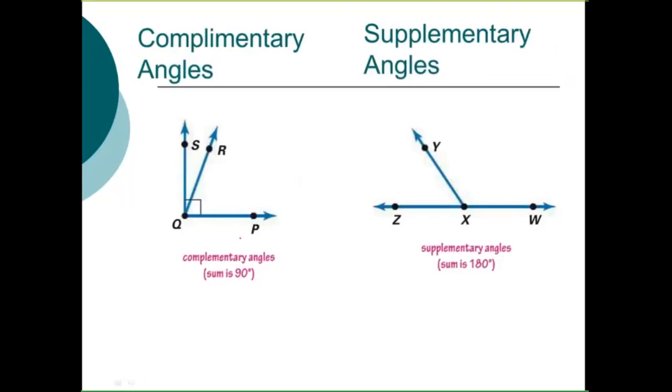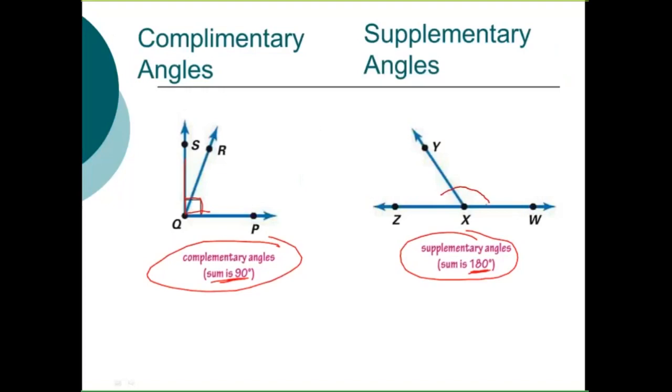Okay, now we've got to talk about complementary angles versus supplementary angles. Complementary angles sum to 90 degrees, and supplementary angles add up to 180 degrees. In other words, if I put two angles together and they make a 90, we call them complementary. If I have two angles like what we were just dealing with, and they add up to 180 degrees, we call it supplementary.